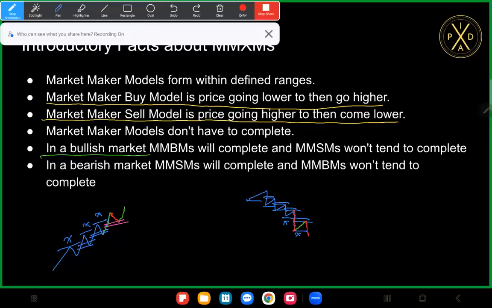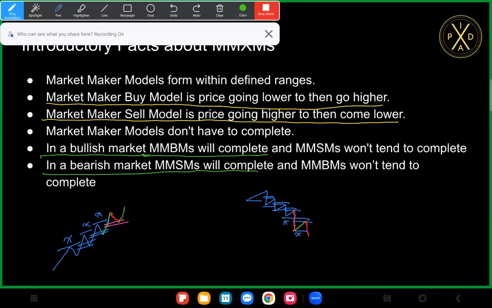Now, this part of what I said might make sense of why the market maker models will complete, but why am I telling you about the market maker models that don't complete? Well, I understand that not all of you guys are going to have the same trading personality. Now, some of you guys might be the counter trend trader, and the majority of you guys are going to be pro trend traders.